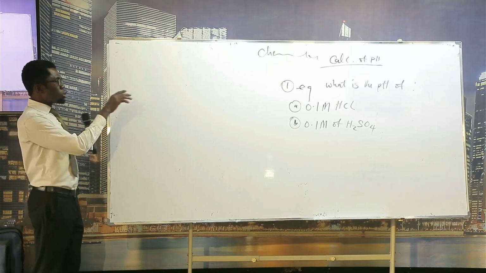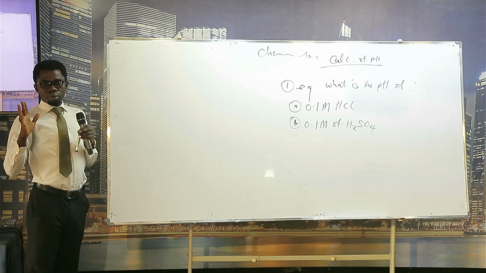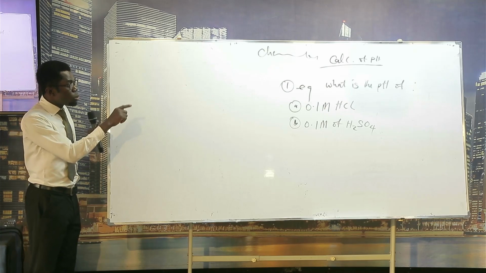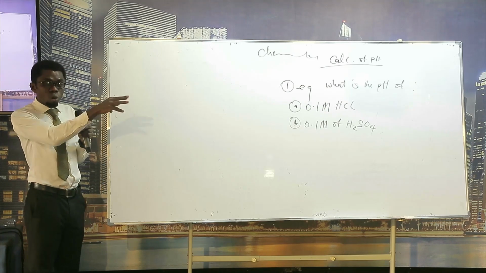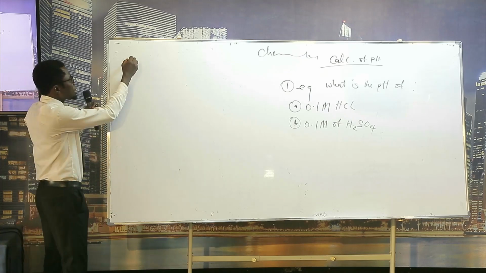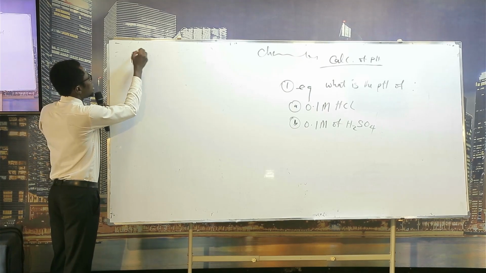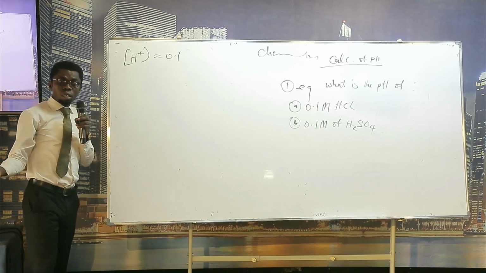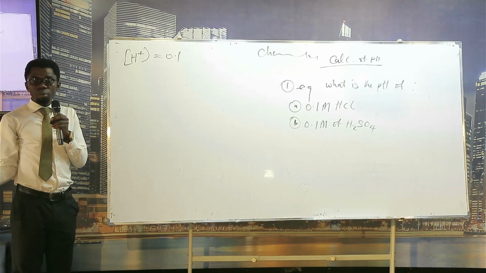Just monitor how we solve this number one. What is the word? pH. I mean 1A of 0.1 mole of this particular solution. Now, which means our H is equal to what? 0.1. Very simple.